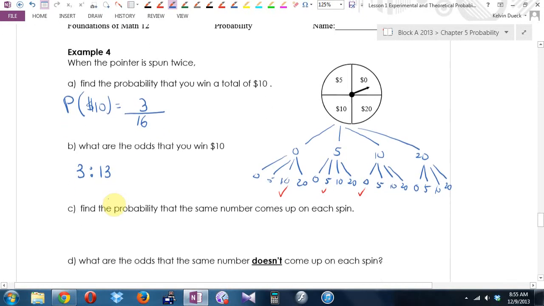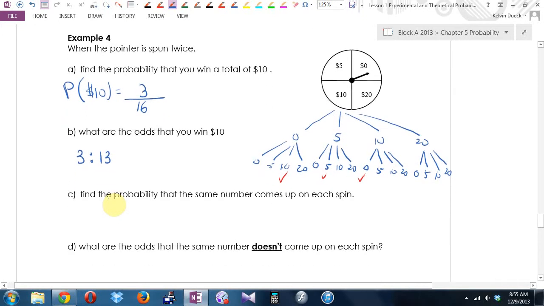C, find the probability that the same number comes up on each spin. I'll change colors. I used red last time. I'm going to use green. Same number. I can probably just count. Probability of same number. How many ways can the same number come up? 4, because there's a 0, 0. You can get a 0, 0, you can get a 5, 5, you can get a 10, 10, you can get a 20, 20. Yes?